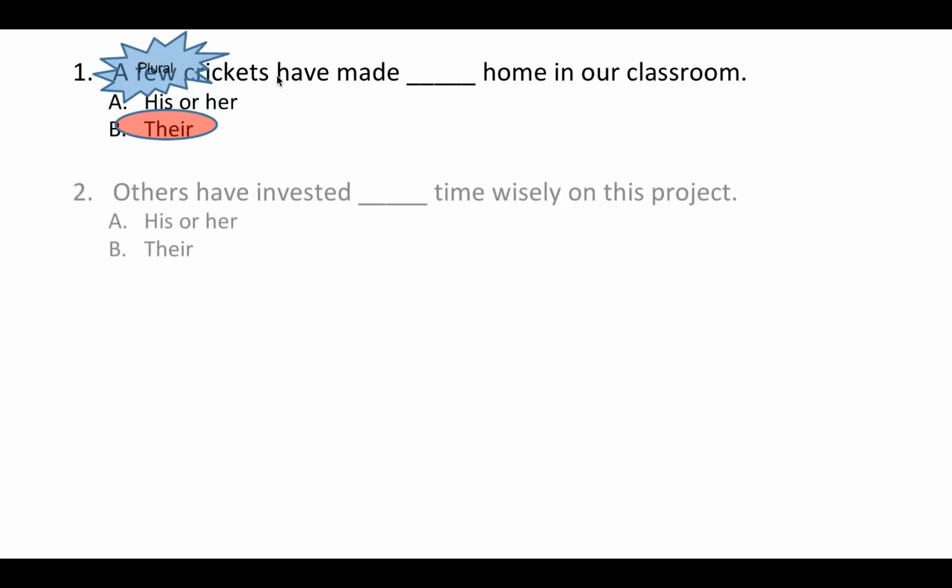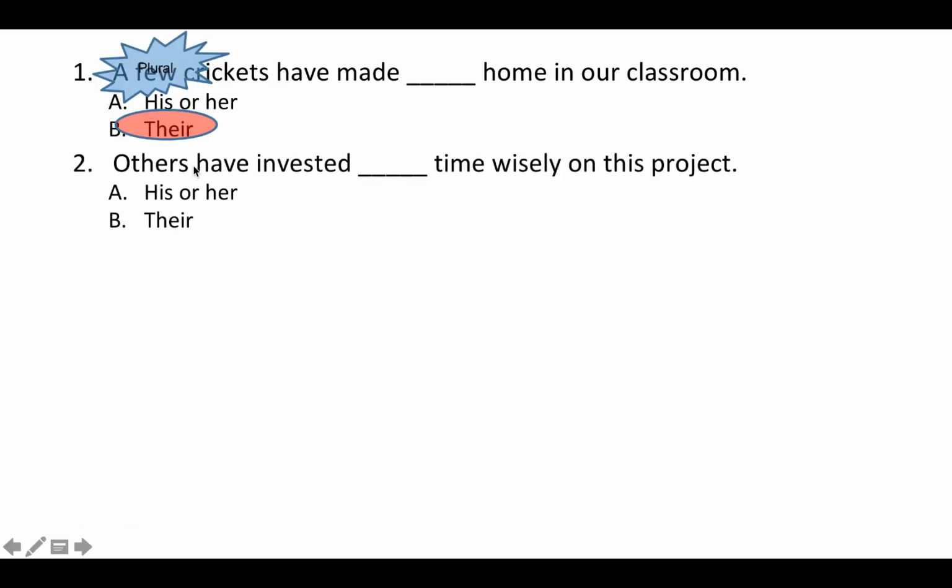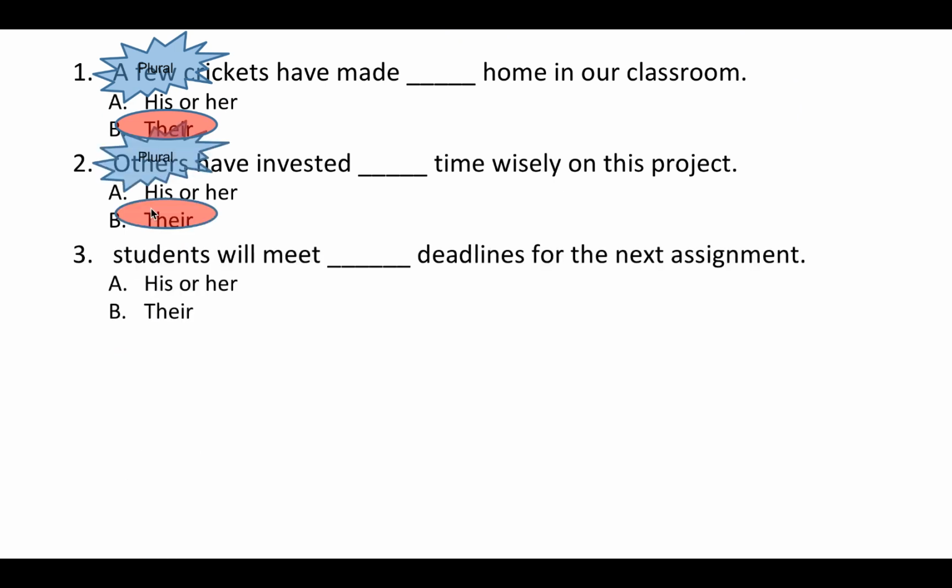So if we take a look at our first one, a few crickets. Notice how we have 2 giveaways here. First of all, we have a few, and that is one of the pronouns on our plural table. We also have crickets with an S, that's plural. This is going to be a their. Others. Notice again how we have others with the S on it, which comes on our plural table. This means more than one. This is going to have their. Students. Notice again how this has an S on it. It's plural. More than one. This is going to be their.